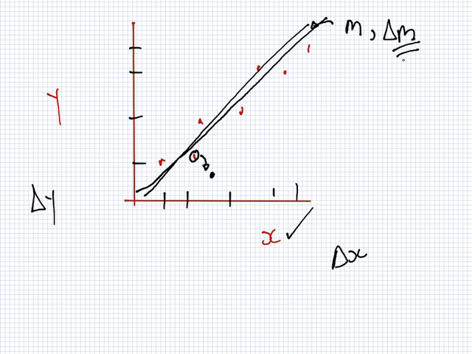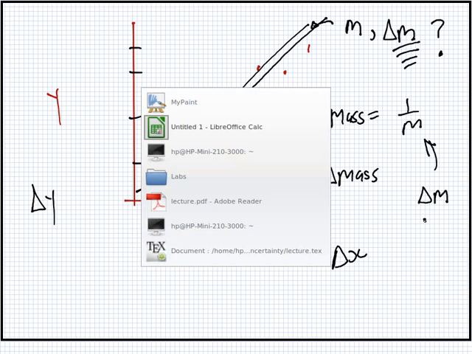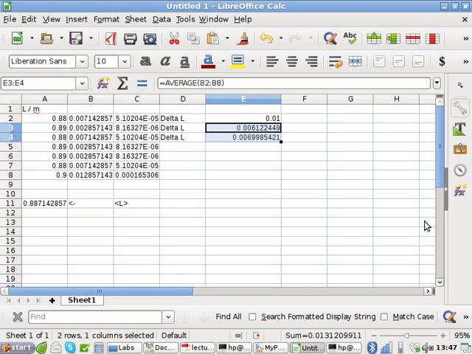Now, why would you care to know what this is? It's usually something that you're interested in. So, for example, let's say that the mass equals 1 over m. If you want to know how uncertain you are about the mass, you need to know how uncertain you are about the m. And that's what we need to look at how to calculate next.